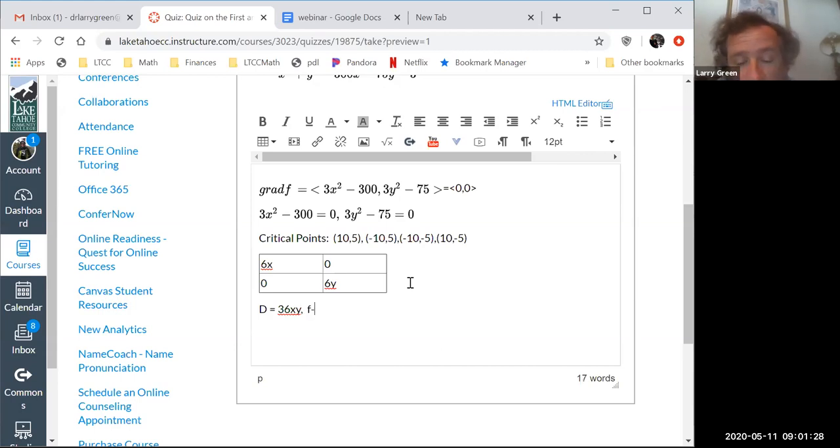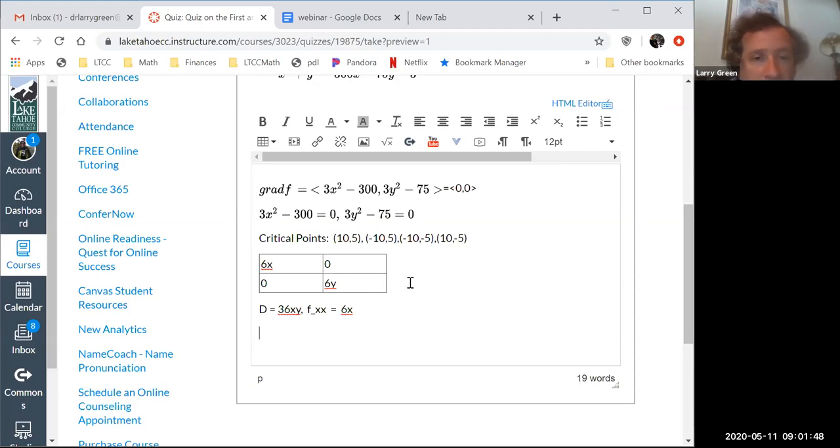The other thing, and I'm just going to write it out now because we need it, is fxx, because remember that helps us classify the critical points. And fxx is 6x. Any questions so far?